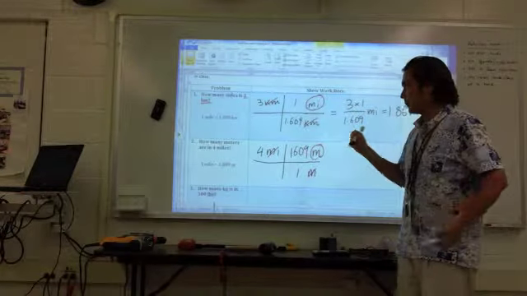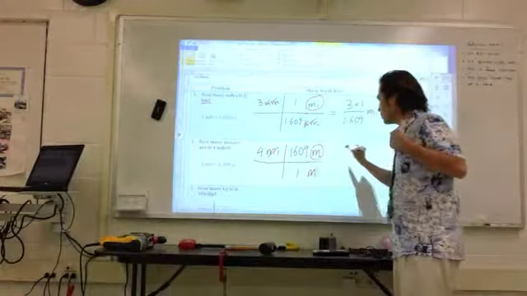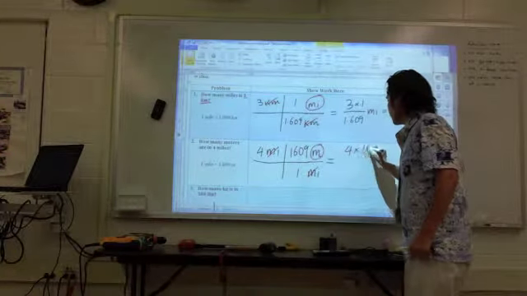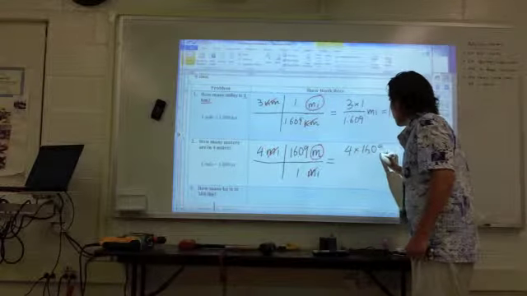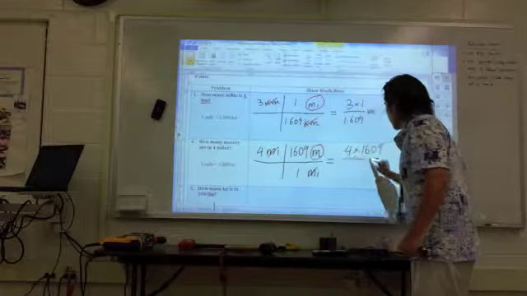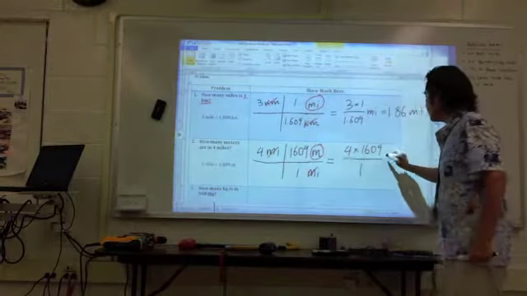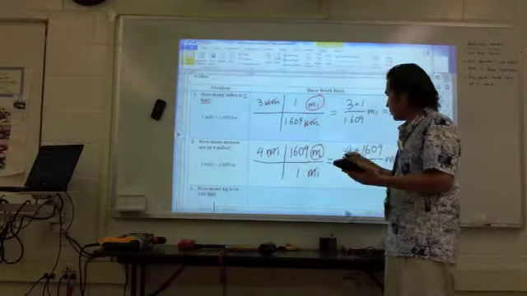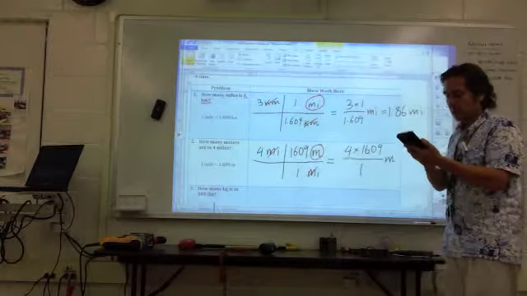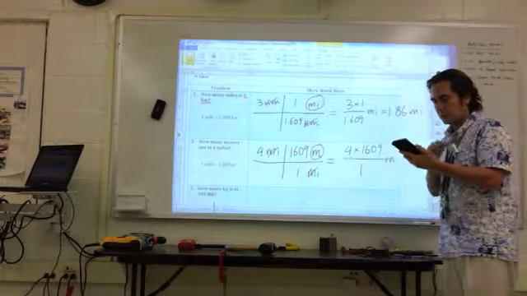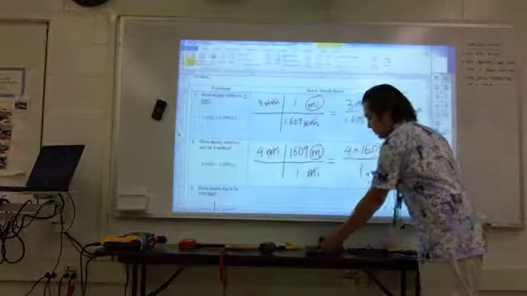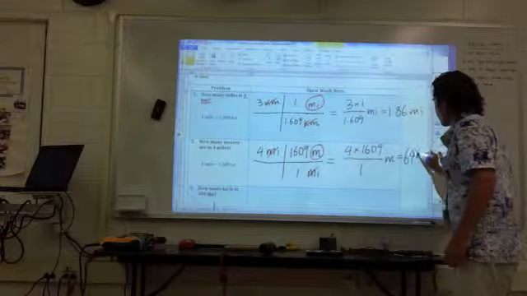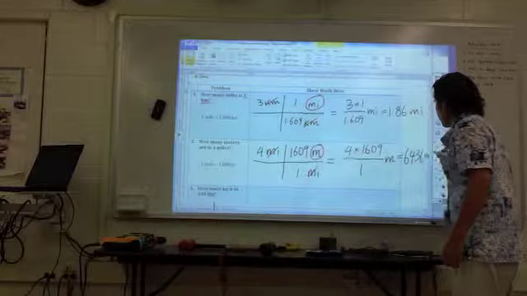Next step, collect all the numbers. Okay, that's 4 times 1609 divided by 1 meter. Alright. Now let me use the calculator to determine the answer. And the answer is 6,436. 6,436 meters. Alrighty.